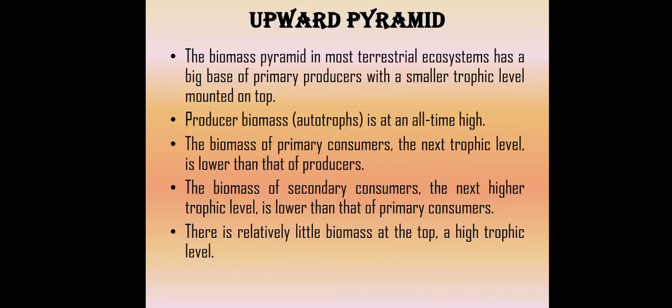The producers' biomass, that is the biomass of all the autotrophs, is always higher than that of the consumers present at the upper trophic levels. The biomass of primary consumers at the next trophic level is lower than that of the producers. Again the secondary consumers have lower biomass, and the tertiary consumers again have lower biomass. Means there is relatively little biomass at the top or higher trophic level.